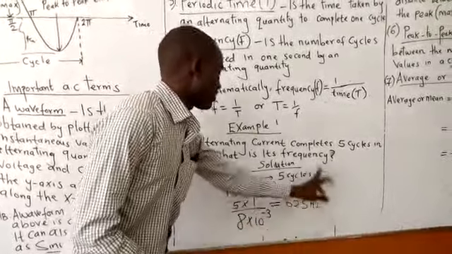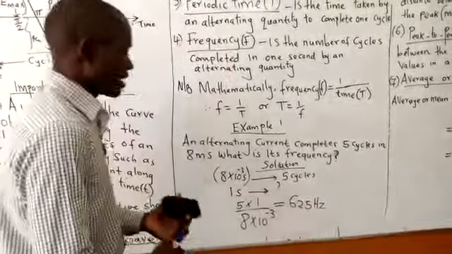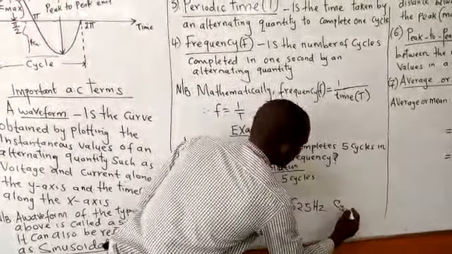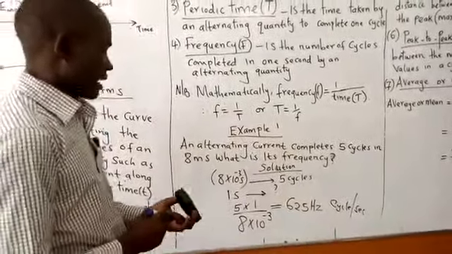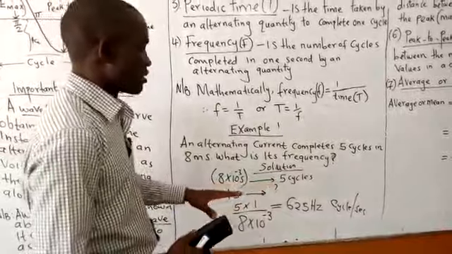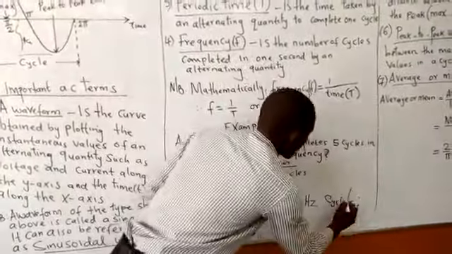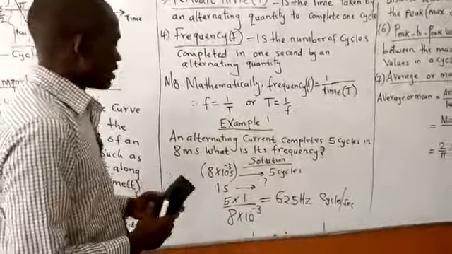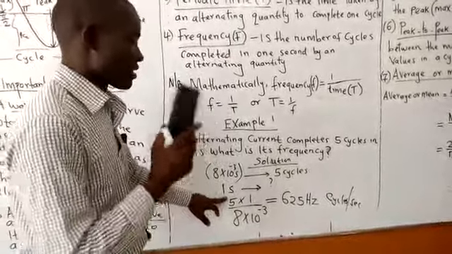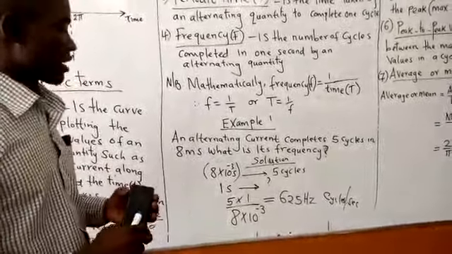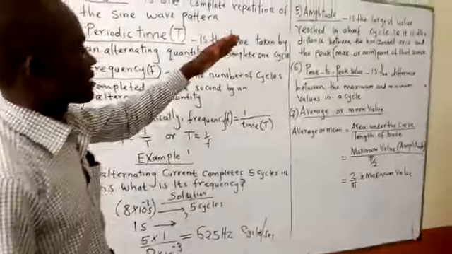So this is the frequency, or these are the number of cycles. In fact, you can write it as cycles per second. Another SI unit of frequency is cycles per second, the number of cycles per second. So it means in 1 second, it will take 625 cycles to complete that particular 1 second. So that is the answer to this particular question. We move to the next term that we are defining.